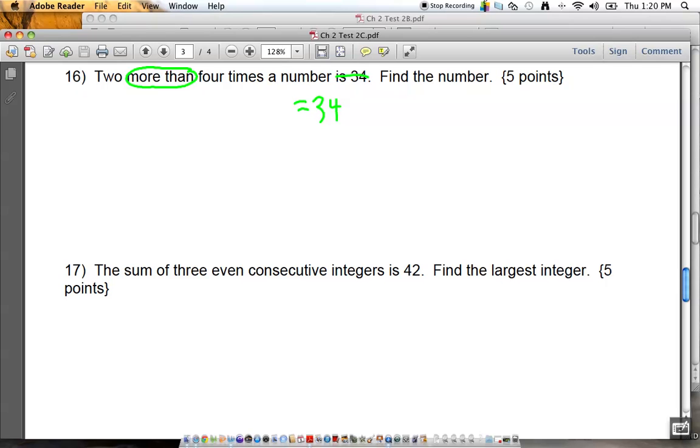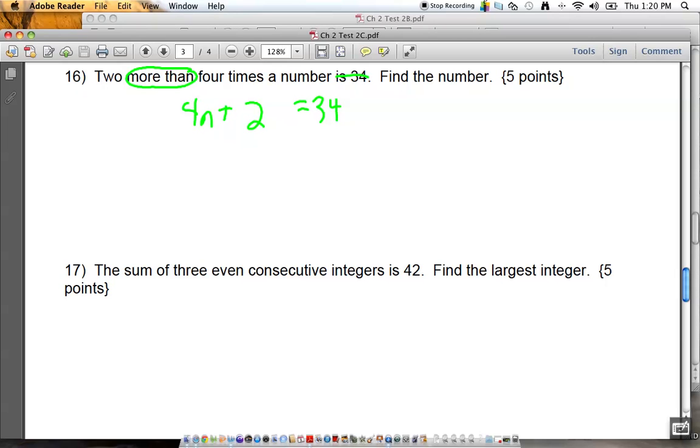But more than is add, and 2 is first, so it's got to go last, and 4 times is last, so it's got to go first. 4n plus 2 is equal to 34. Now, once I have that written, I can start to solve it. Ethan, this now is like the one we just used as an example before, the 3x plus 1 equals 10. This says plus 2. Ethan, what should I do next?